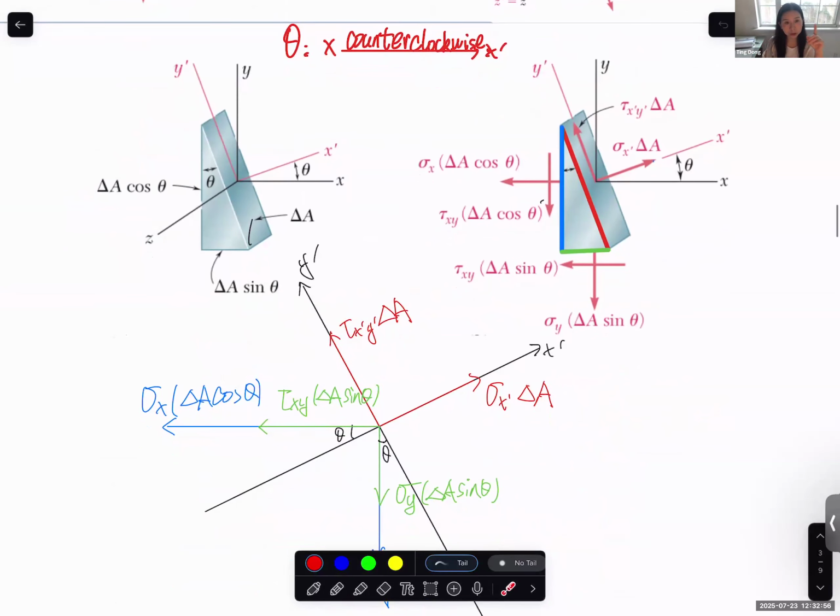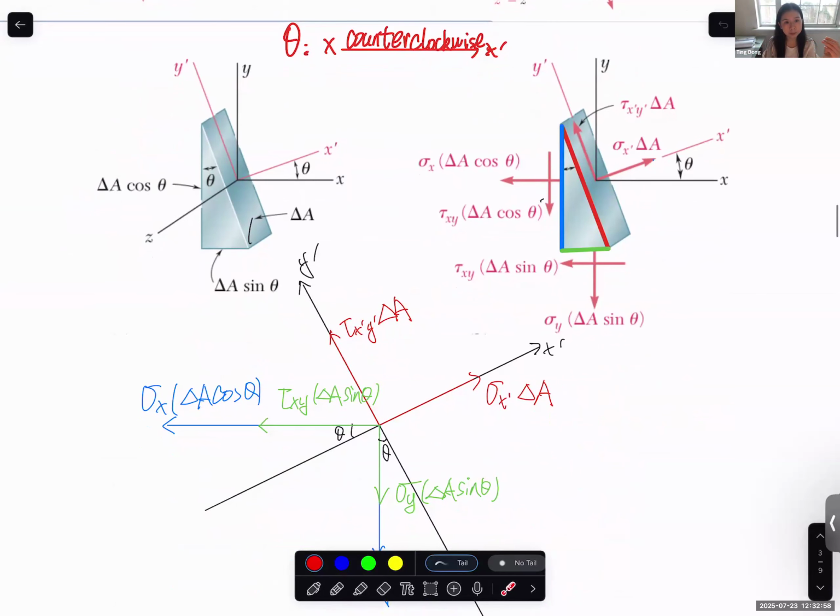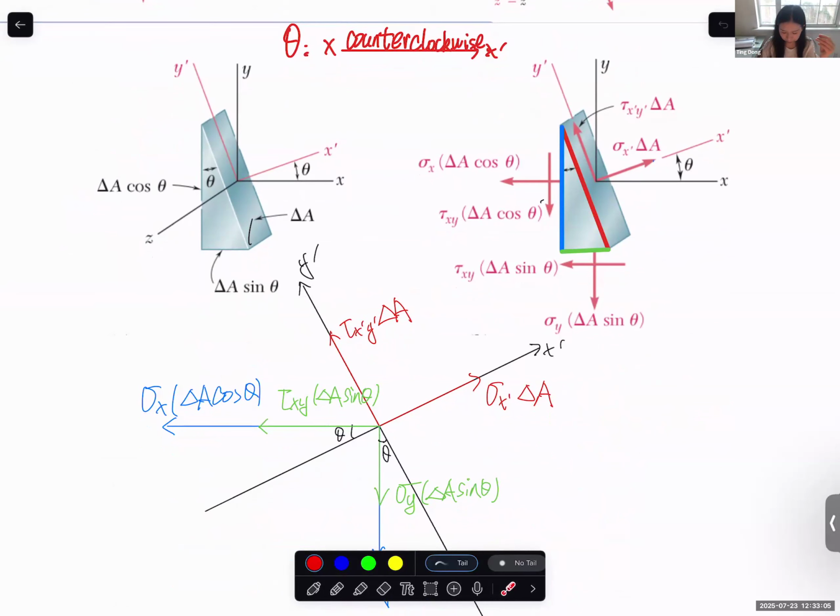So basically, all the stress components on each surface and the area of each surface. Let's say, of course, that we define this inclined plane as delta A, then we know that the blue area should be delta A times cosine theta, and this green area should be delta A times sine theta. These are the surfaces the stresses are applied on.